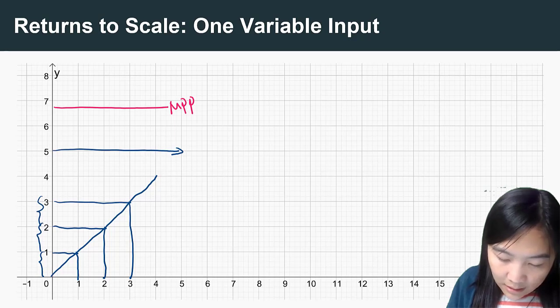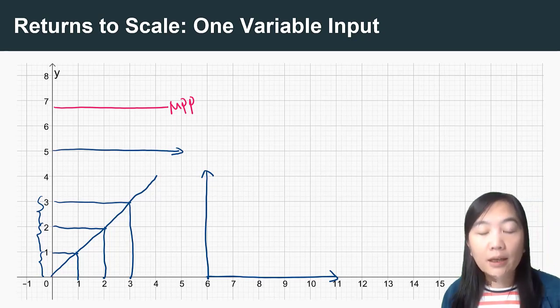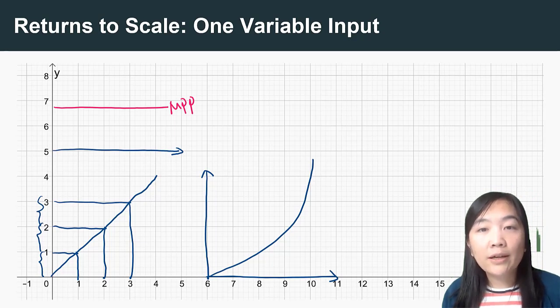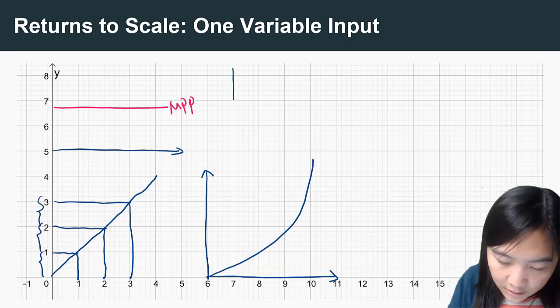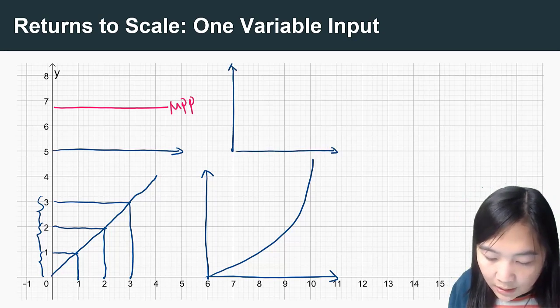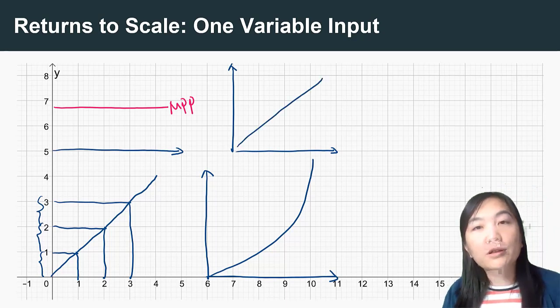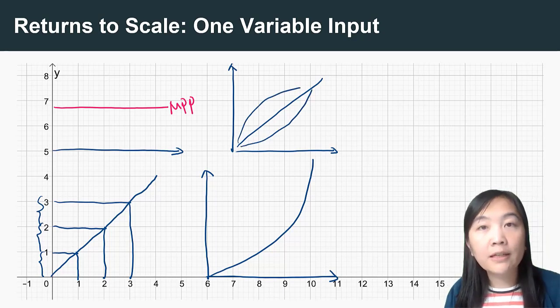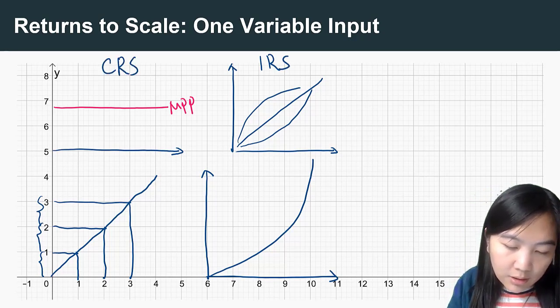Let's look at a second case, where the production function is something like this. Then we have increasing returns to scale. It's because for this production function, if we draw the MPP curve, then the MPP should be upward sloping. It could be a straight line or this curve or this curve. It doesn't matter. If it's upward sloping, then we have increasing returns to scale. Here we have constant returns to scale.